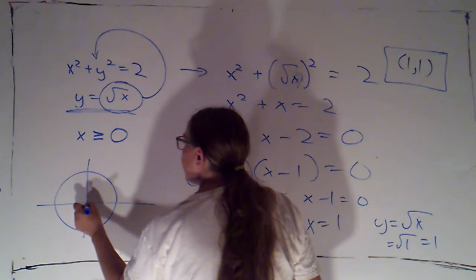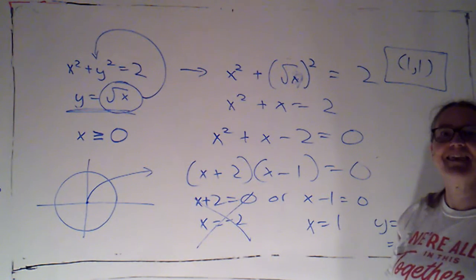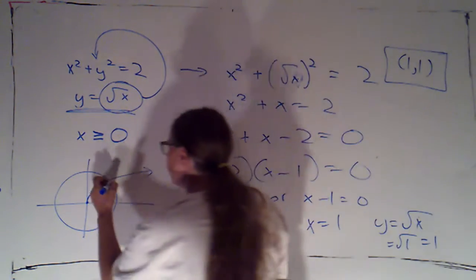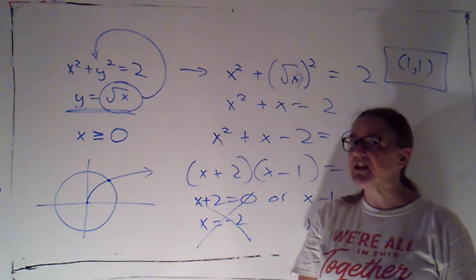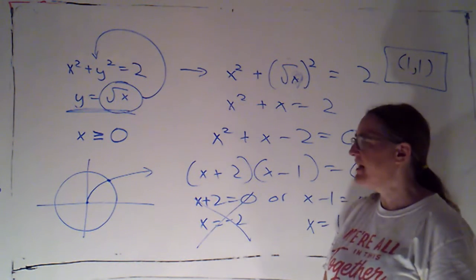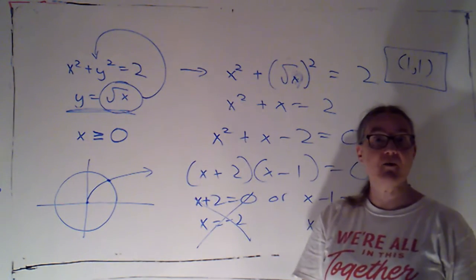And I know what y equals the square root of x looks like. It looks something like that. So just by my familiarity with the graphs, I can see that there really ought to be just one solution. There are not two solutions to this equation.